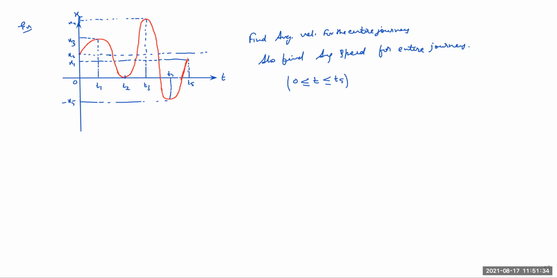So for average speed, what do we calculate? We calculate the total distance traveled divided by total time. Correct. So now tell me, what is the distance traveled as per the graph?